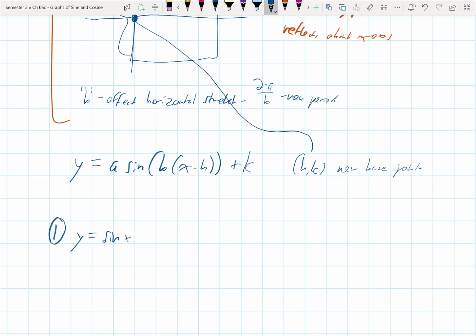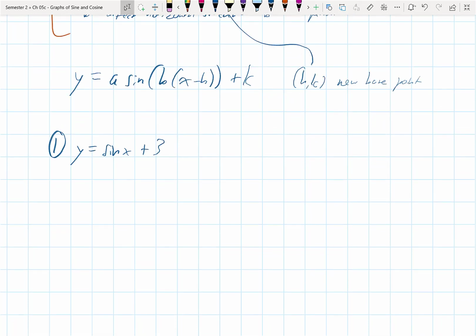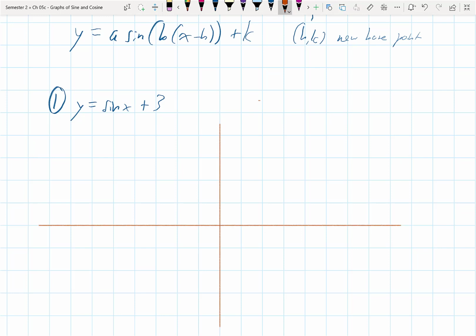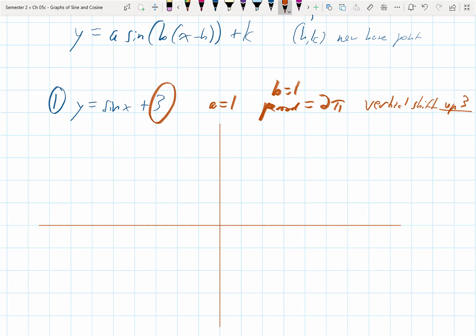y equals the sine of x plus 3. So first things first, we're going to put a grid down. I'm going to identify that my vertical stretch, or my a value, is equal to 1. My period is 2 pi over b, and since b is equal to 1, my period is 2 pi. And then I'm going to talk about something called a vertical shift. The vertical shift is affected by this value here. That's going to be up 3.